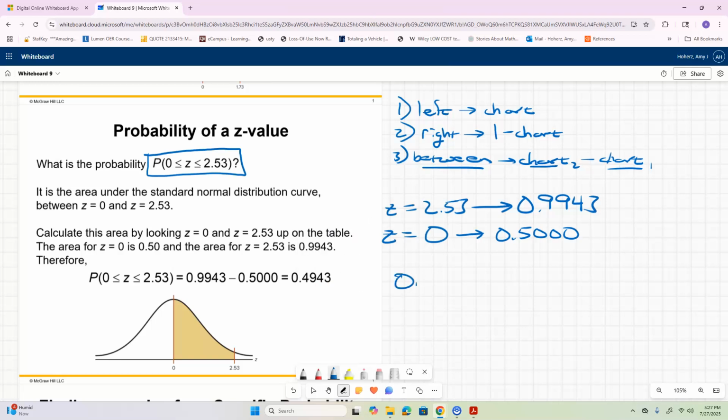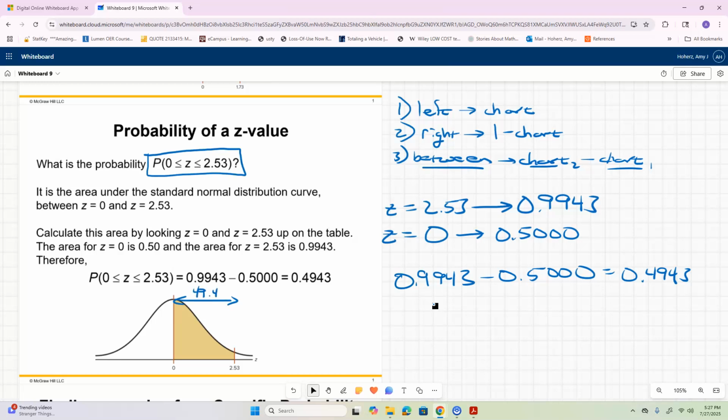So 0.9943, ooh, that looks horrible. Give me a second. 0.9943 minus 0.5000 gets us 0.4943. In other words, between here and here is 49.43% of the data, from the mean right there in the middle at 0 up to 2.5 standard deviations.